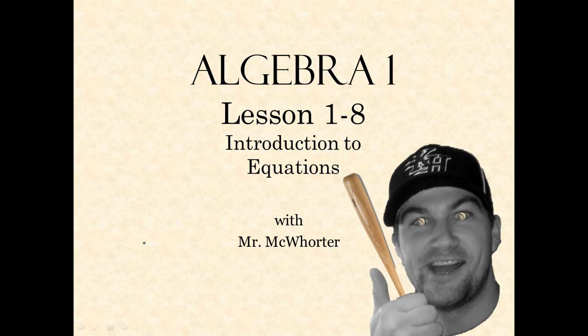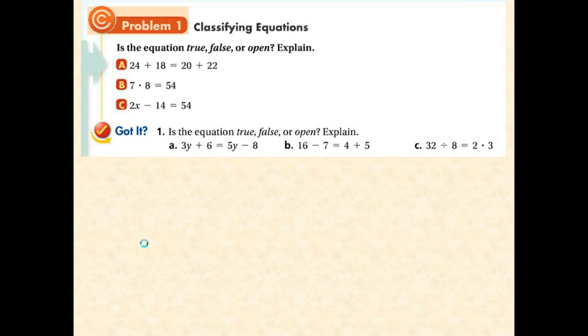Let's talk equations. Alright, so there's three options when you have an equation. It can be true if the left side equals the right side, like this. Hey, that's true. It can be false, like 4 equals 2. That's false.